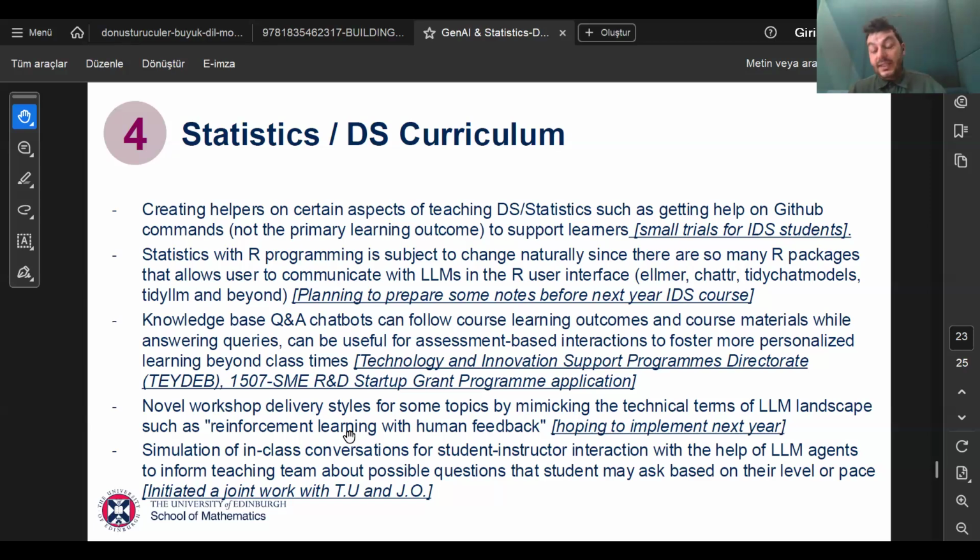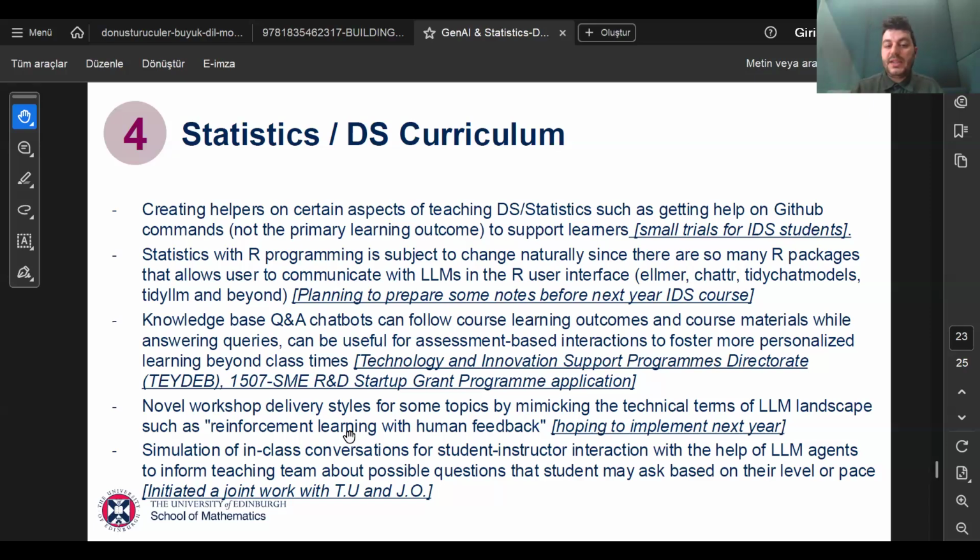But at the same time, we can also benefit from some technical terminologies from the LLM landscape to create a more sophisticated or more interactive teaching delivery, such as different workshop styles. By mimicking reinforcement learning with human feedback, for instance, we can create specific workshops designed through the semester so that we can collaborate more on certain topics and by using certain tools.